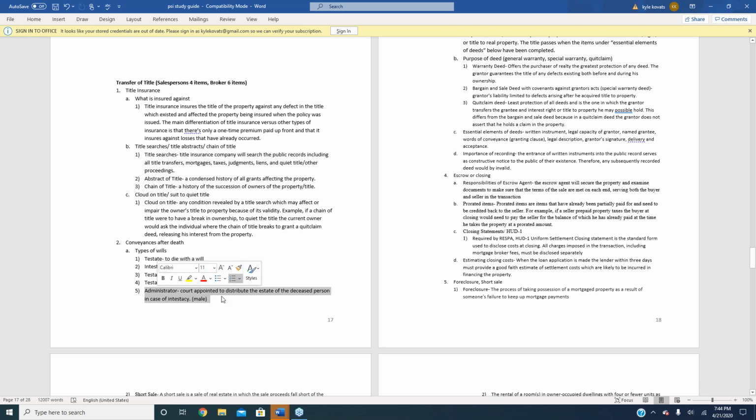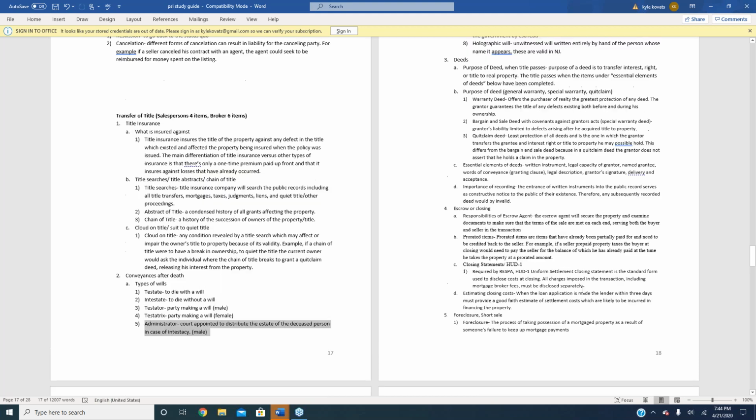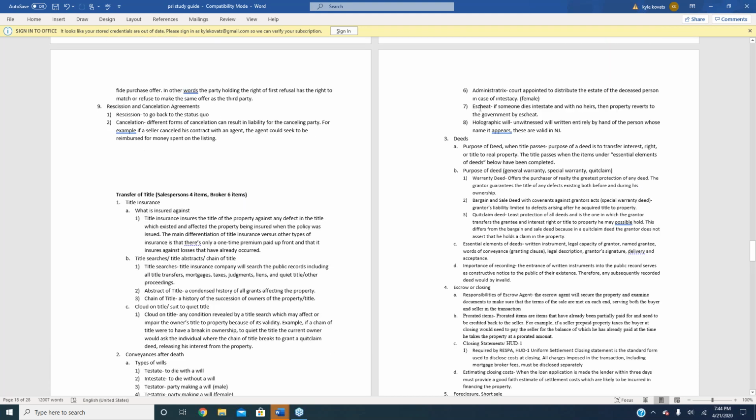Another term here it mentions is administrator. An administrator only comes into play when somebody dies without a will. So if you die without a will, the court then appoints an administrator, and their job is to distribute the estate as they see fit. Then we have this term escheat. We talked about this already. Again, if you die without a will and without heirs, your property goes to the government, and that's called escheat.